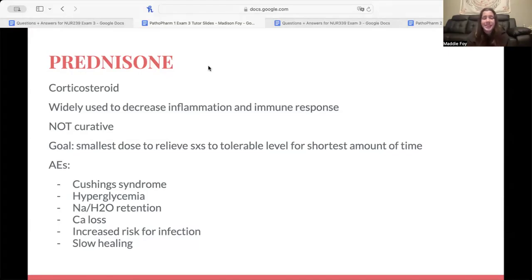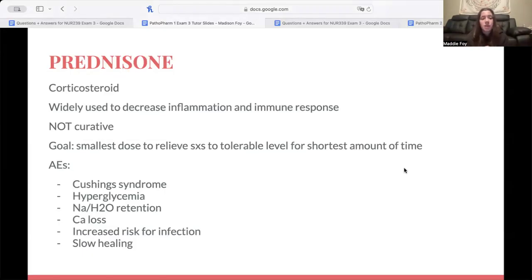The important thing to know is that it's not curative. If someone has chronic inflammation, they can't take prednisone and just magically be better. It might help them feel better for a little bit, but it's not going to fix their problem. Because prednisone does have a lot of adverse effects, you want to give the smallest dose for the shortest amount of time. That's the ideal goal, because that's the list of some of the adverse effects.